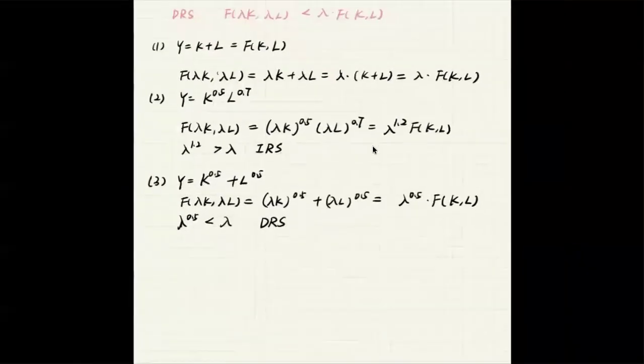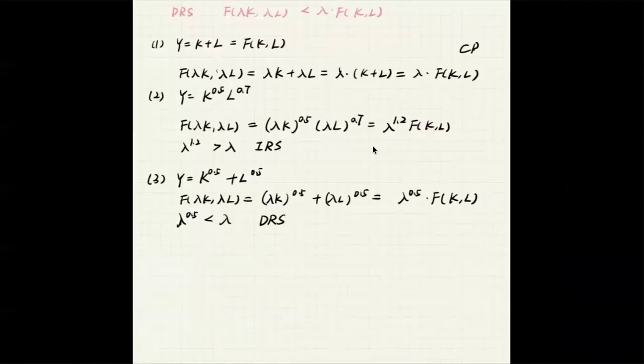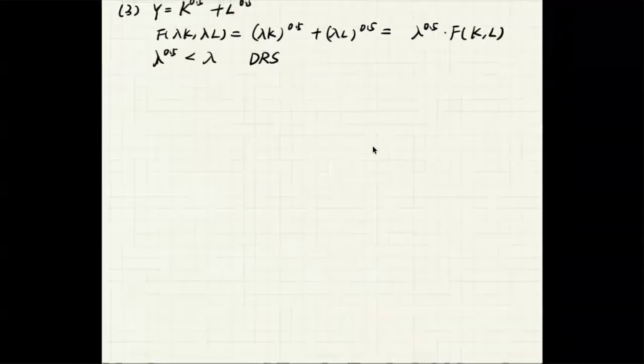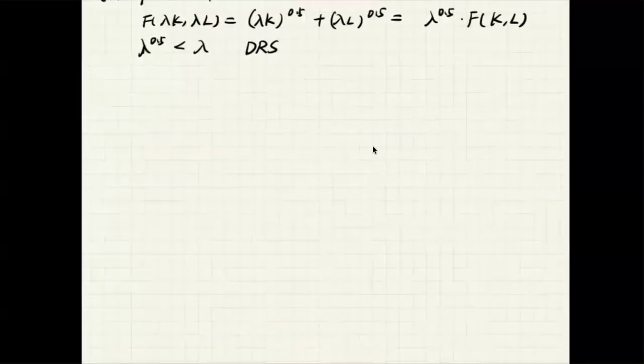So the first one is constant return to scale, no matter what the parameters of K and L are. And the second one, because the sum of the powers is larger than 1, is increasing return to scale. And the third form, you need to tell according to the function form. There's no constant answer for it.